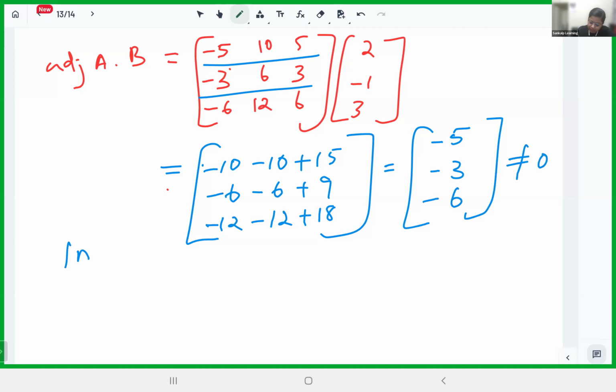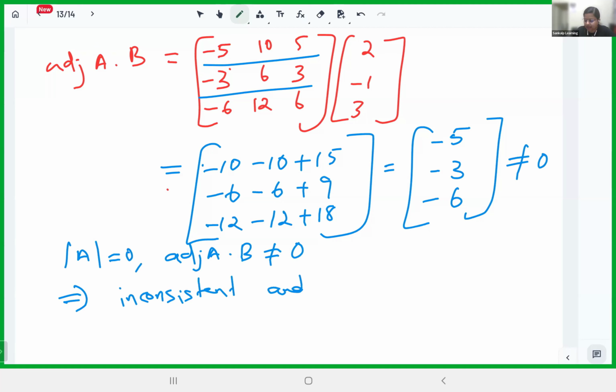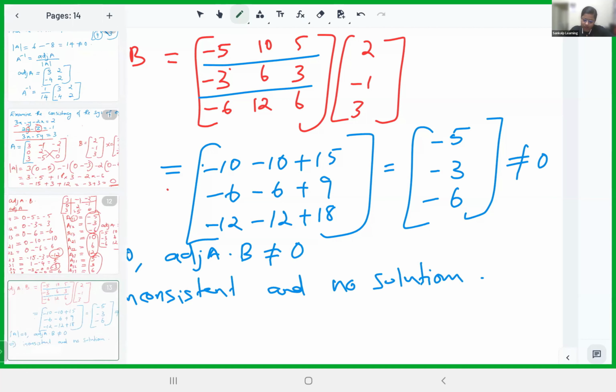So now we have obtained that determinant A is equal to 0 and adjoint of A into B is not equal to 0. So from this, what can you conclude? From this, you can conclude that the system is inconsistent. It is inconsistent and it has no solution. The system is inconsistent and it has no solution. All right. Now, moving on to our ninth question.